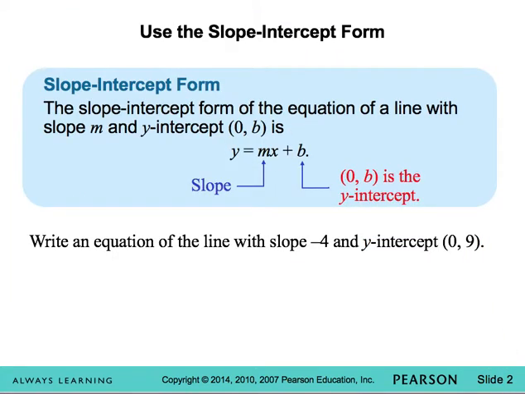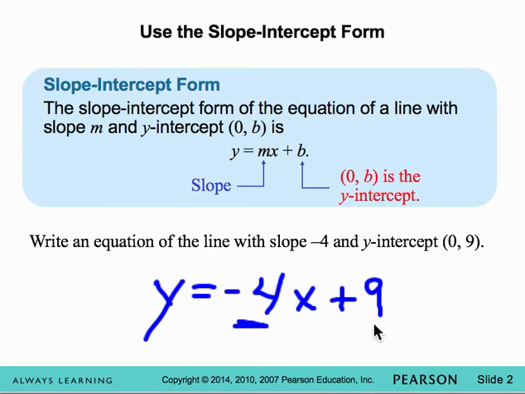So first of all, let's look at the slope-intercept form. We already mentioned the m is the slope, the b is the y-intercept. So if I want to write an equation of the line with a slope of -4 and a y-intercept that's (0, 9), I can just plug right in. I know that's -4x plus 9, because here's my slope, and here's the y value of the y-intercept.